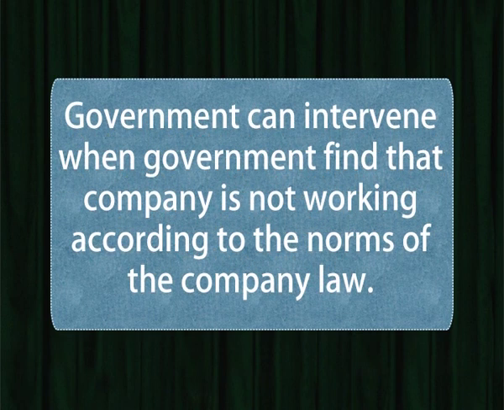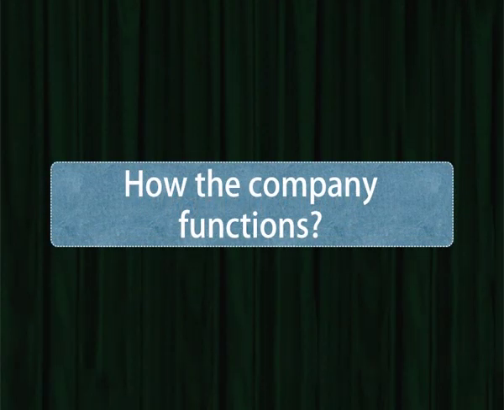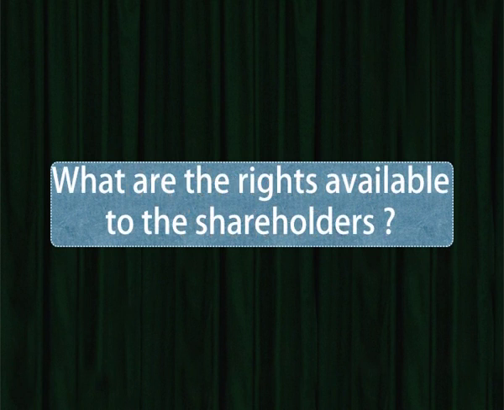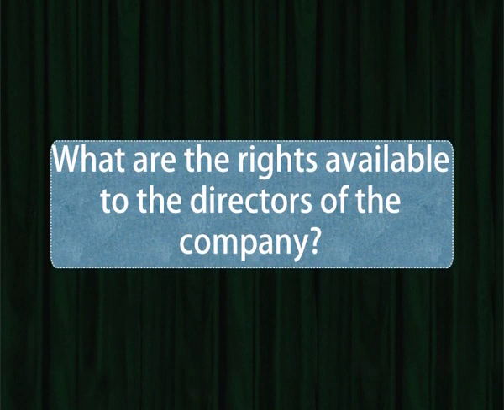The government can intervene when it finds that the company is not working according to the norms of company law. These were the objectives of enacting the law. So, this was the basic logic of studying the law, or enacting the law. This paper has been designed so that when we are dealing with a company, we properly know what the law is and how the company functions, what rights are available to the shareholders, to the government, and to the directors of the company.